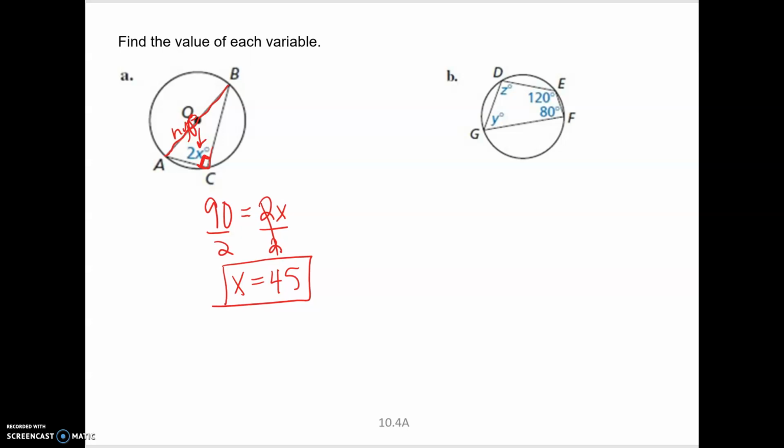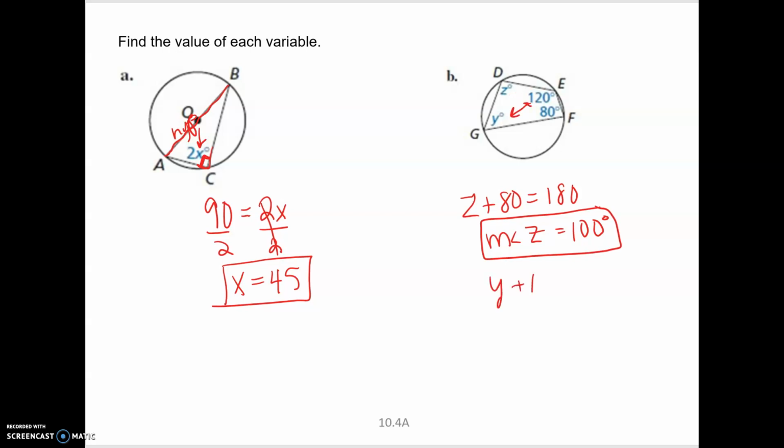Okay, next shape is an example of a quadrilateral. So remember, opposite angles are supplementary, which means z plus 80 should equal 180. So the measure of angle z, 180, not 1080, right, is 100 degrees. And similarly, okay, y plus 120 is 180. They're supplementary. So the measure of angle y is 60 degrees.